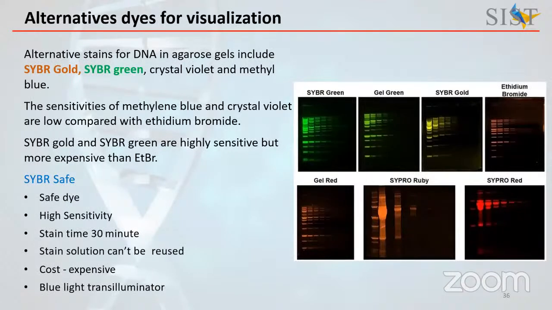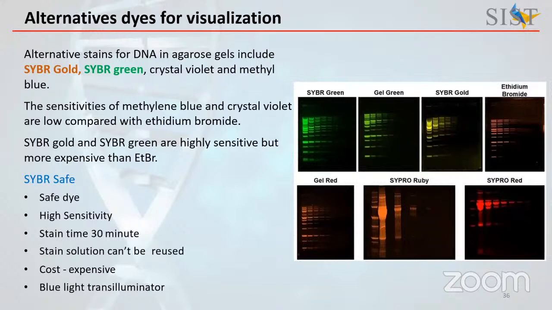Alternative dyes we can use for visualization of DNA. Other than ETBR, we can also use some other DNA stains such as SYBR Gold, SYBR Green, crystal violet, and methylene blue. Compared to ethidium bromide, the methylene blue and crystal violet DNA stains have low sensitivity.